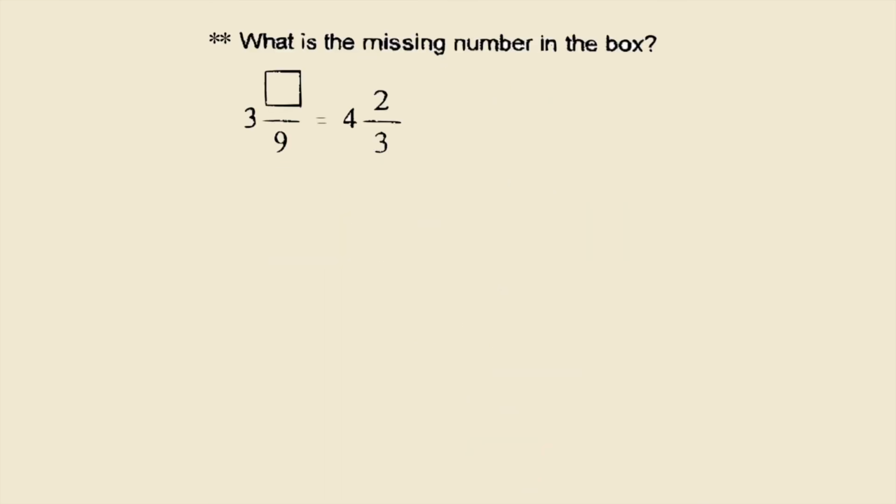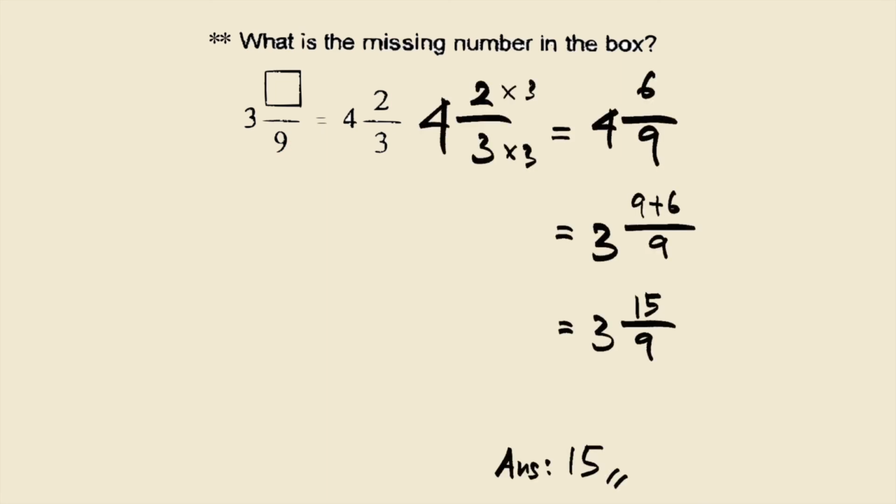So we have to turn this into 3 for the whole number and 9 for the denominator. So let's start with 4 and 2/3. Let's turn the denominator to 9 first, giving us 4 and 6 over 9. Now take out those 3 wholes. What are you left with? 1 whole. So 1 whole means 9 plus 6. That's 15 over 9. Therefore, the missing number is 15.